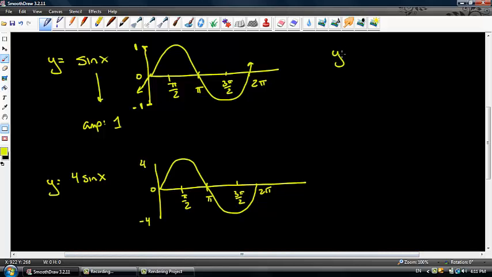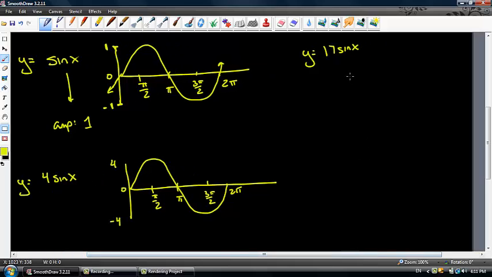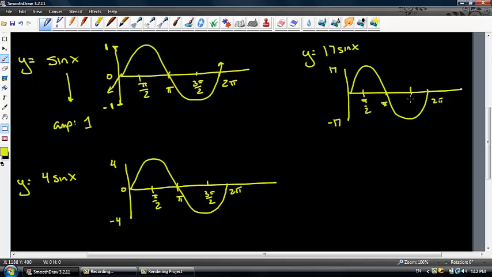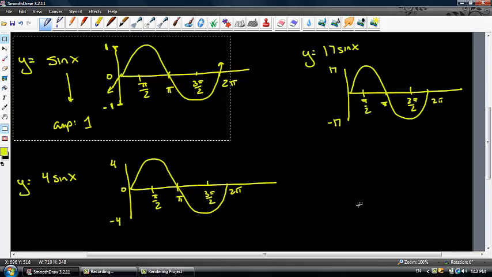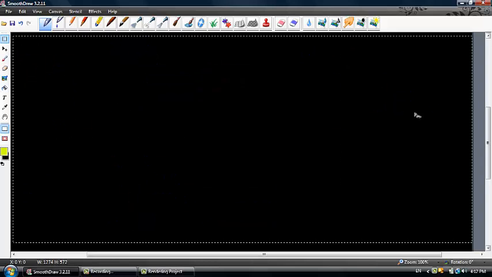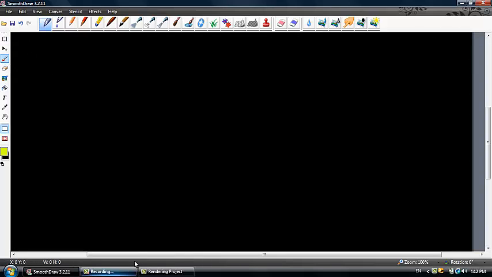And I could do another one if I said y equals, say, 17 sine of x. All that would require me to do is to change the highest point to 17 and the lowest point to -17. And it will still do that. And so that's going to be 2 pi, pi, pi over 2, and 3 pi over 2. All right, so I could throw any number in here I want. So let's go ahead and take a look at an amplitude change for cosine. We'll do maybe 2 examples of that, and an amplitude change for tangent, and then an amplitude change for the other 3.